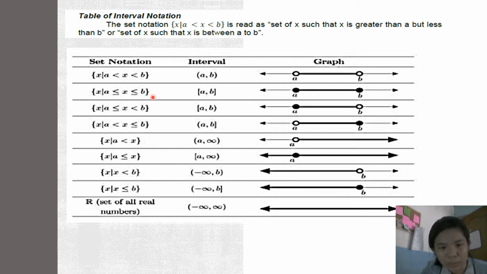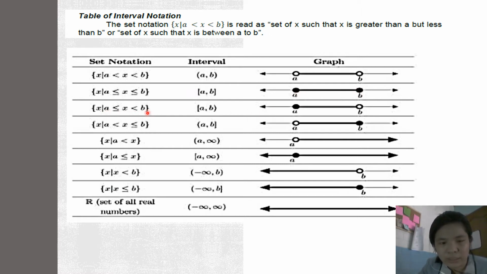How about the second one? So, x is greater than or equal to A but less than or equal to B. Since may equal sign tayo, yung gagamitin nating symbol sa interval is bracket, imbes na parenthesis. So, bracket tayo, and then, mag-iiba na yung graph natin. Magkakaroon na ng solid circle, meaning nakashade na yung dot or point sa A and B.